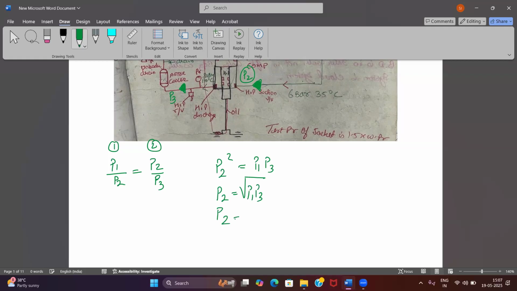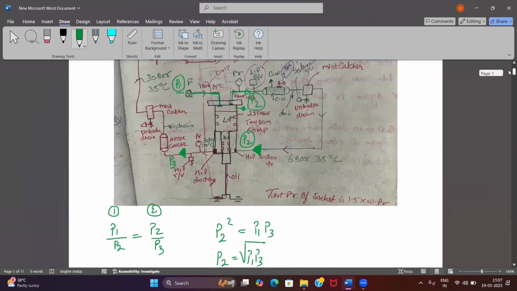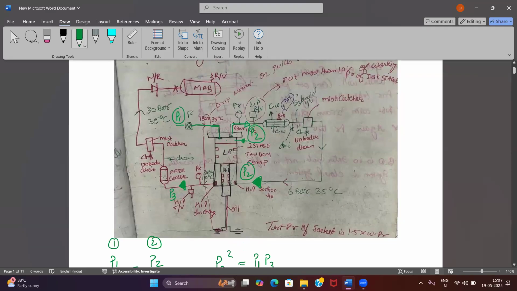What is P1? 1 bar. What is P3, what we want? 30. What is the square root of 30? Almost 5.5, around 5.5 something, right? That will dictate the pressure on your outlet. I have written 6 bar here, but that is only for explanation purposes. But on board, if you have a two stage air compressor, this will not go beyond 5.5 bar. Is it clear? Yes, sir.